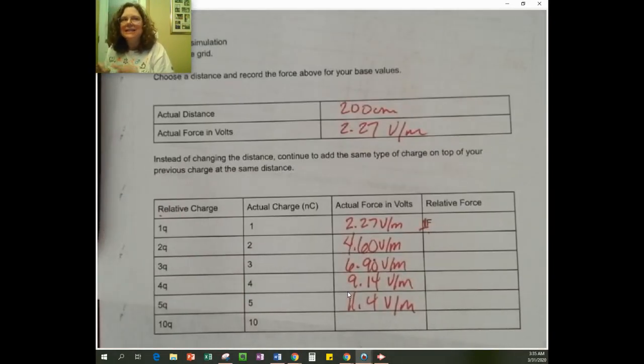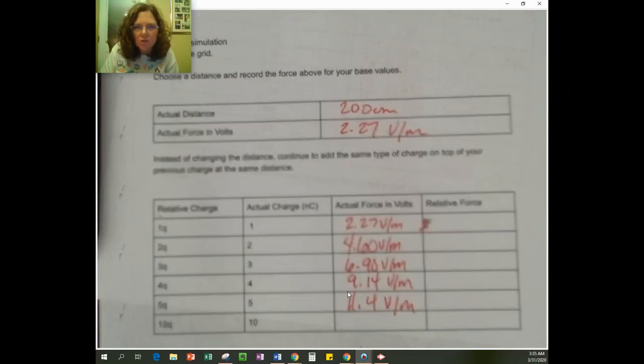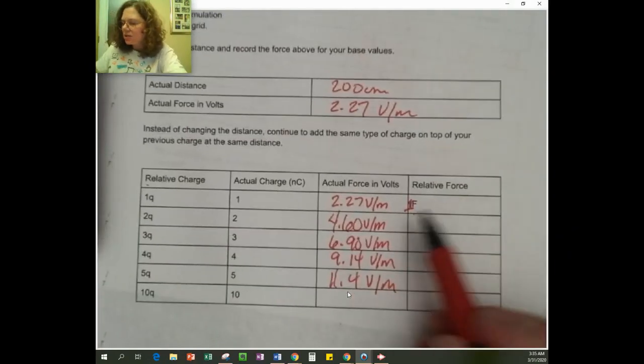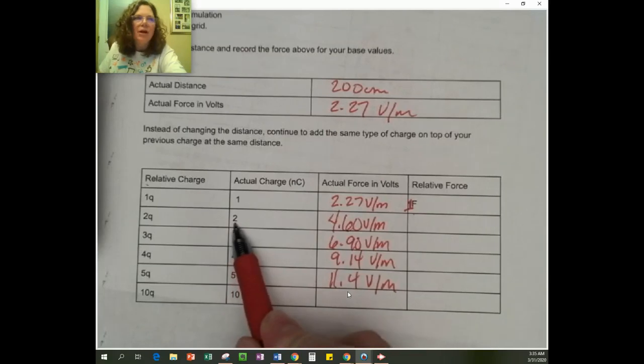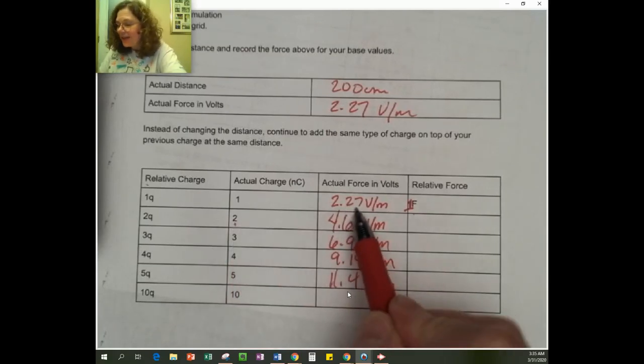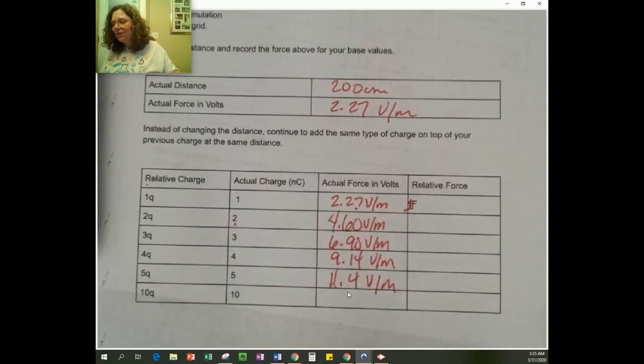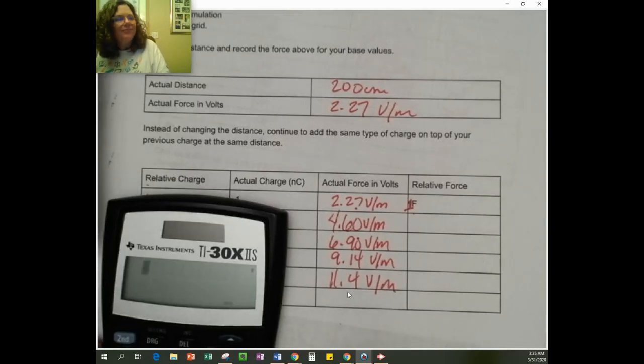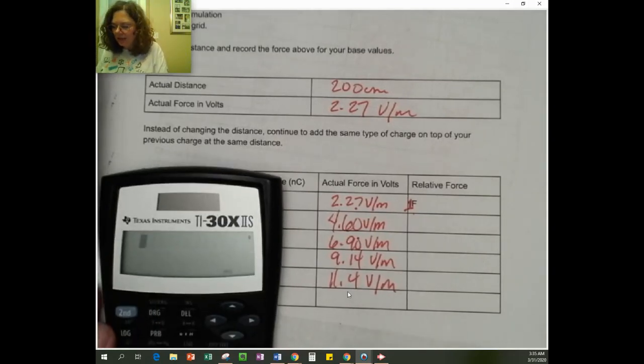We're keeping the distance the same, increasing the charge. All right, so we increase the charge by how much? By 2. So that means it should be about twice that, is it? Well, it's supposed to be, right? 2.27 divided by 4.16.